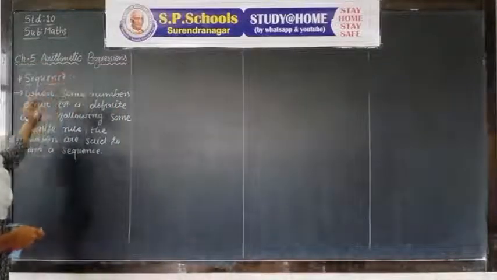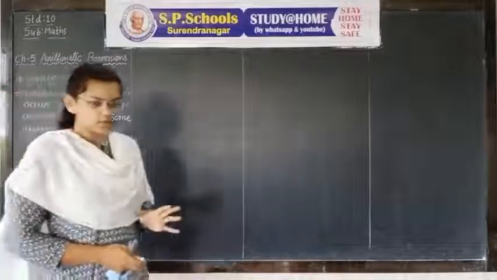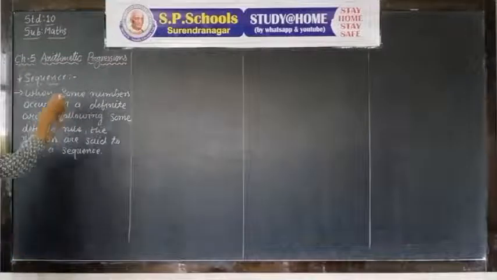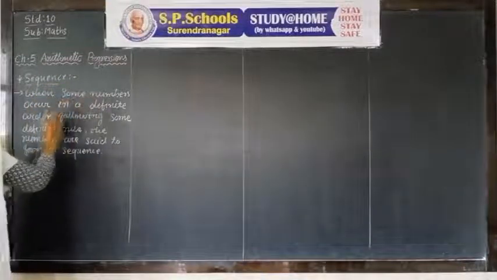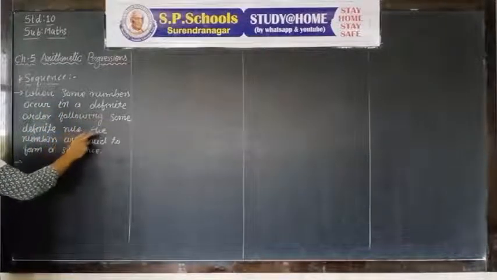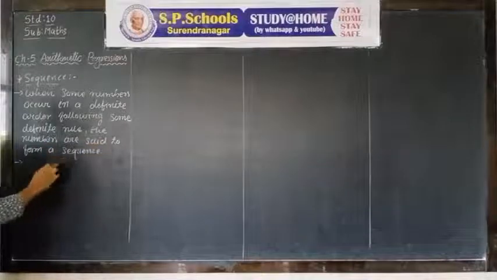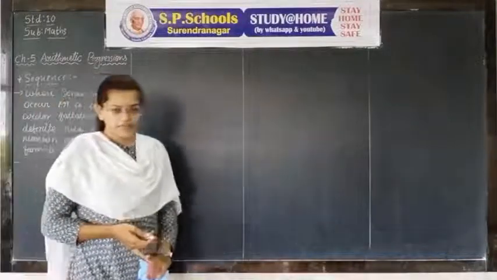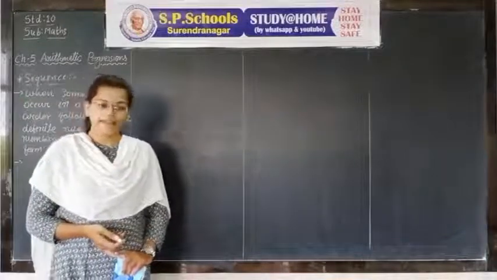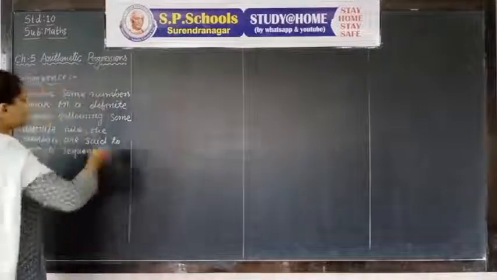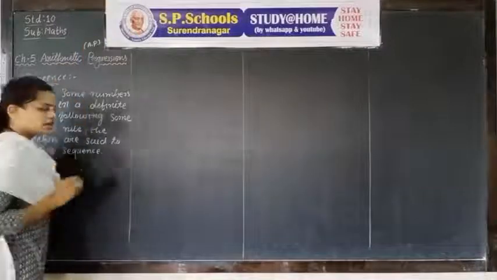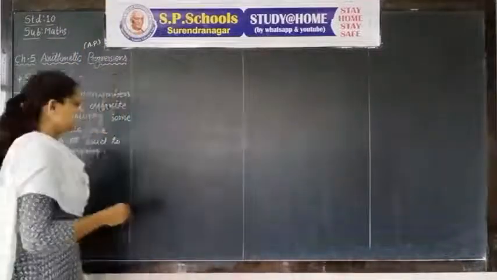Arithmetic progression is one type of sequence. Now what is a sequence? First of all we discuss the sequence. Sequence: when some numbers occur in a definite order following some definite rule, the numbers are said to form a sequence. Now let us take examples for a sequence. Every sequence is not possibly an arithmetic progression. Arithmetic progression is simply denoted as AP. AP is called arithmetic progression.